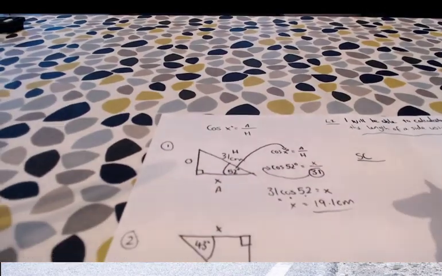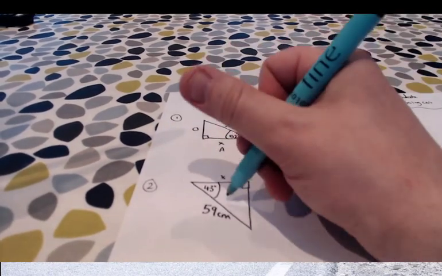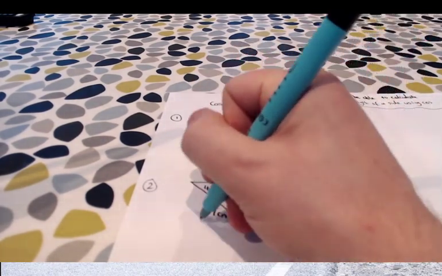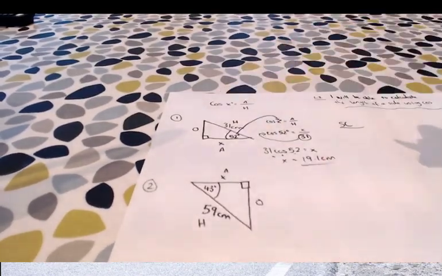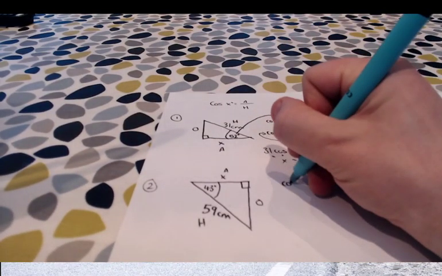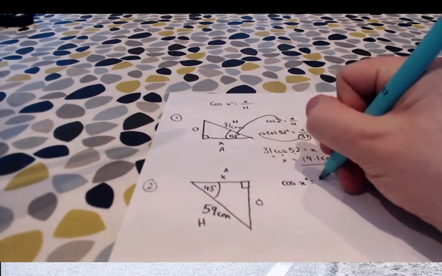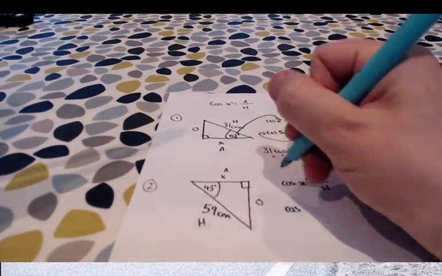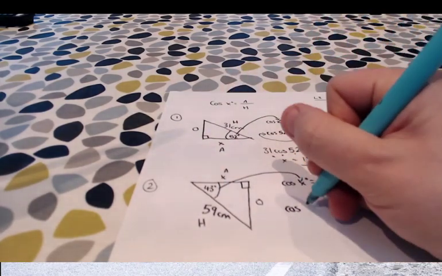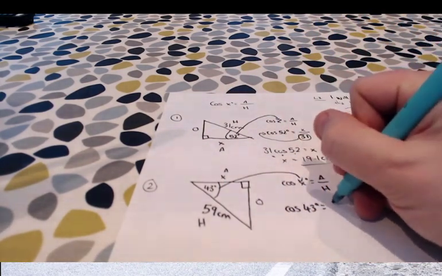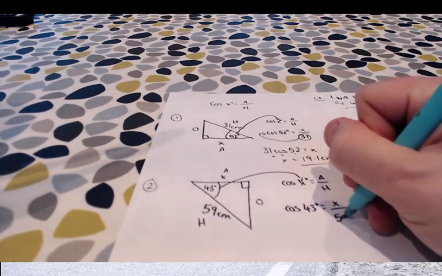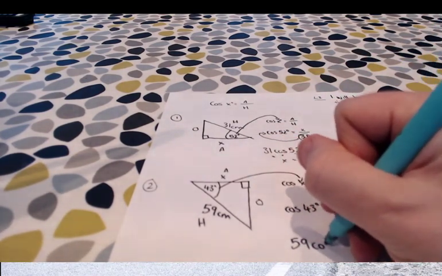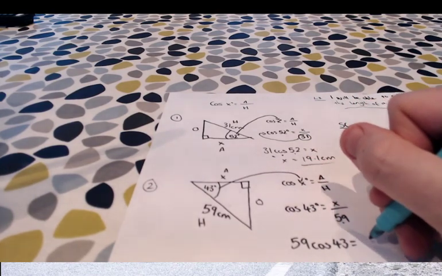Second question. Again, we start by labelling the sides. So I'm standing here, so there's the opposite. Hypotenuse is opposite the right angle box. And the last one is the adjacent. Write down the rule. Remember, we're always using cos in this exercise. So cos is adjacent over hypotenuse. Fill in the information. Remember, the angle goes there. The adjacent side is called x, the hypotenuse is 59, and then I'm going to move the 59 up there. 59 cos 43 is going to equal x.